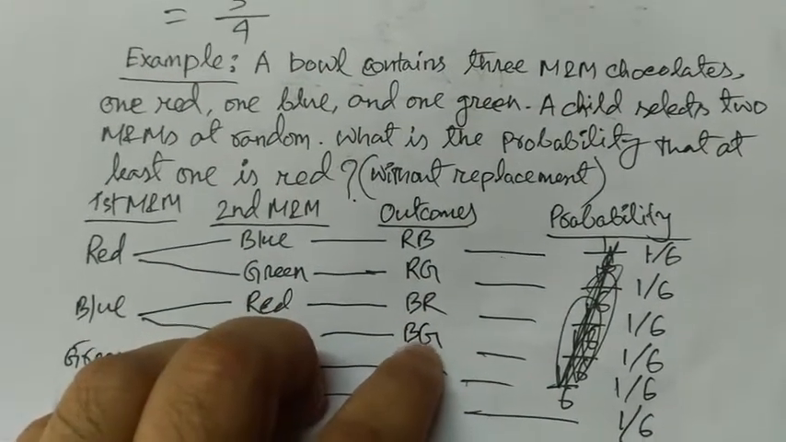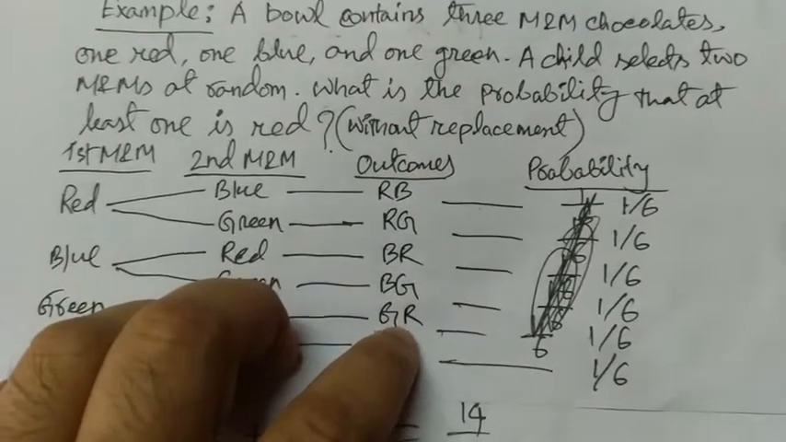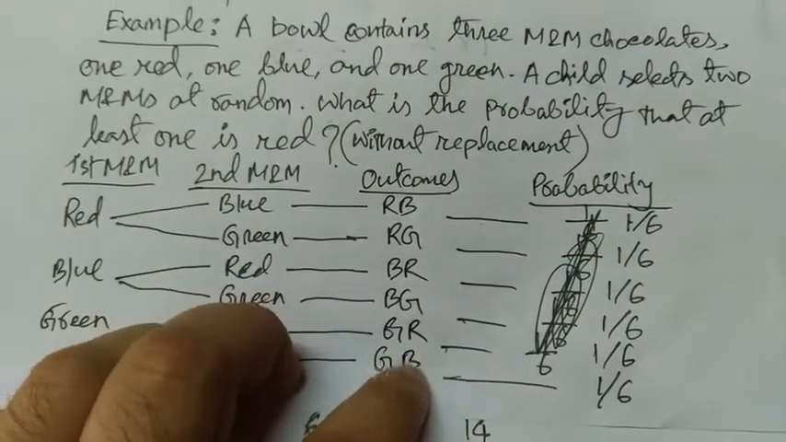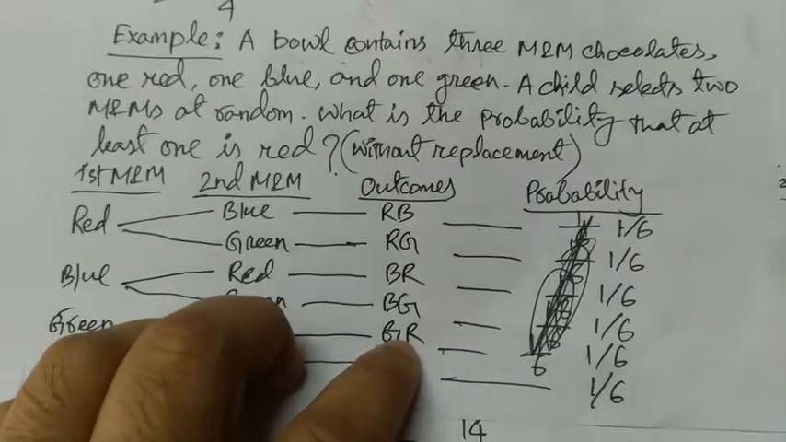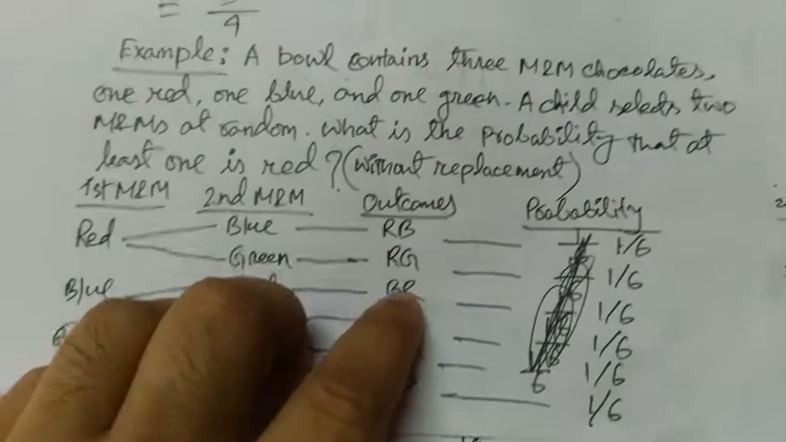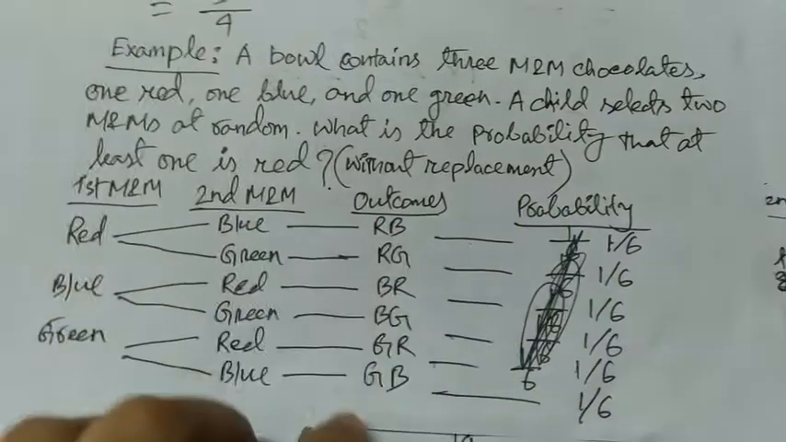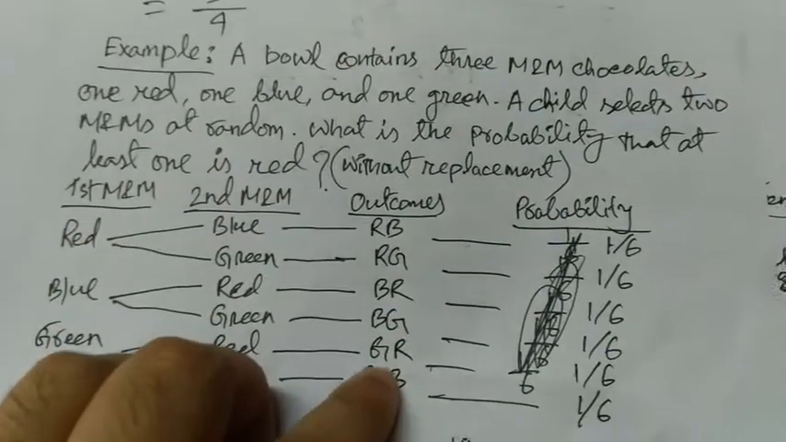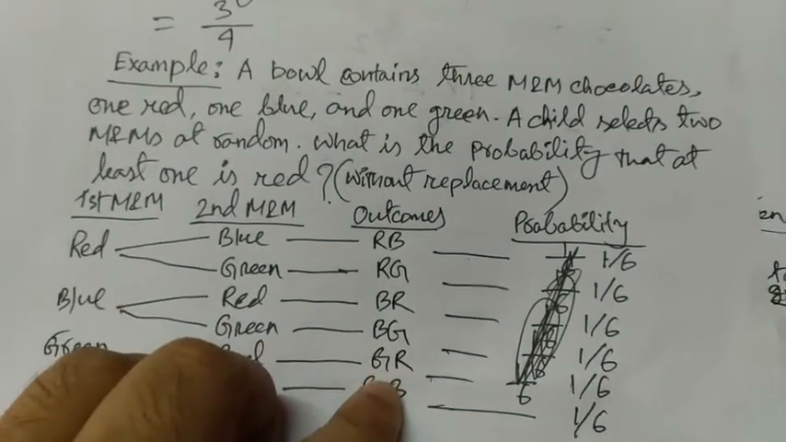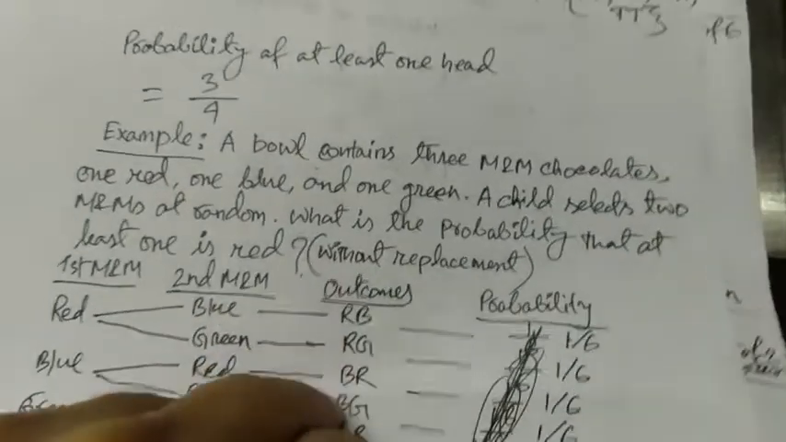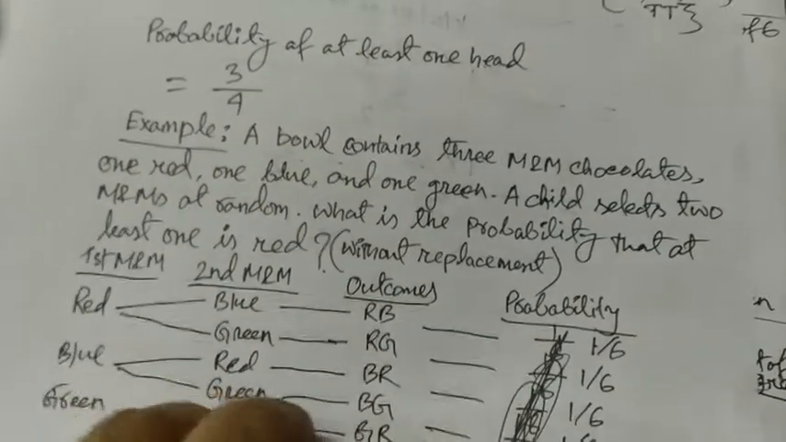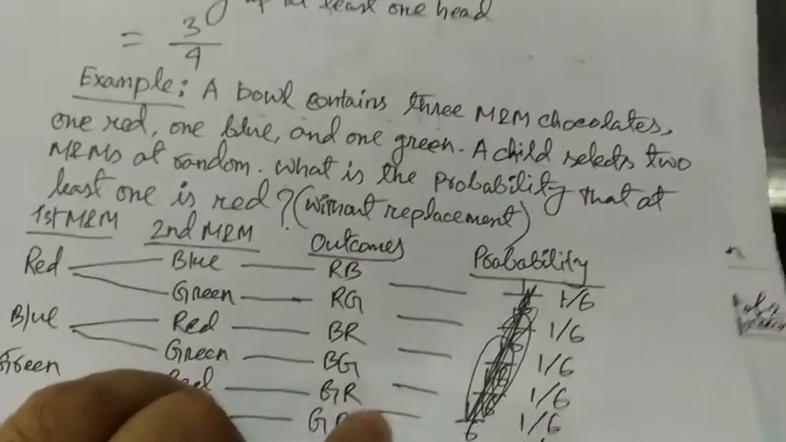This one has no red, that means it doesn't qualify. This one qualifies because it has at least one red. This one does not. This one has at least one red. This one also, and this one also. That means out of a total of 6 outcomes, 4 outcomes have at least one red.